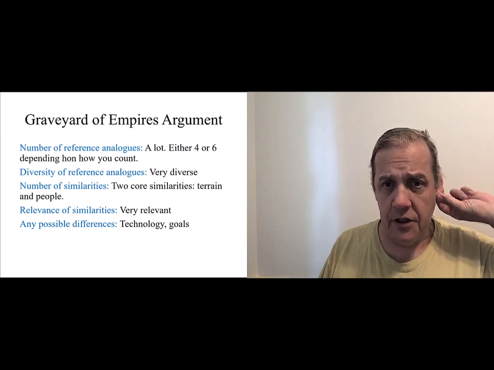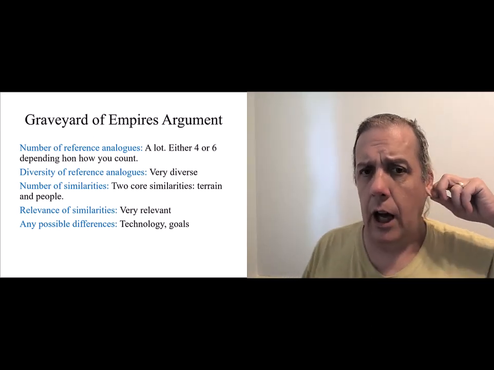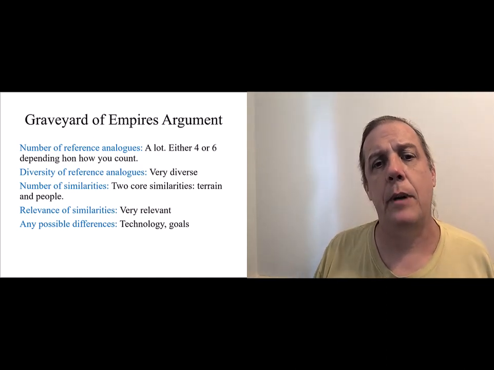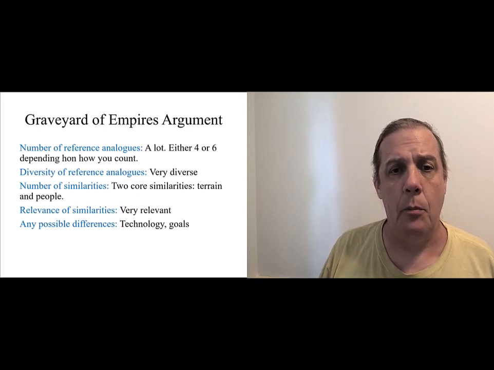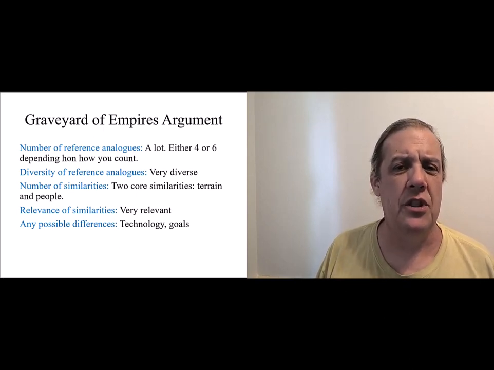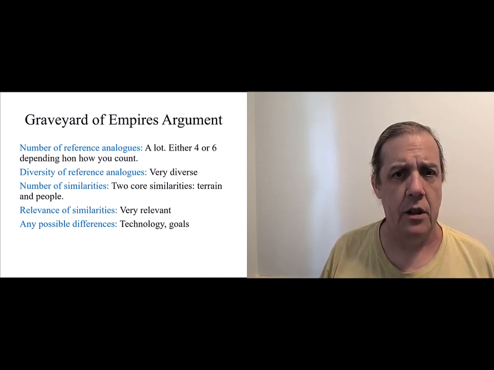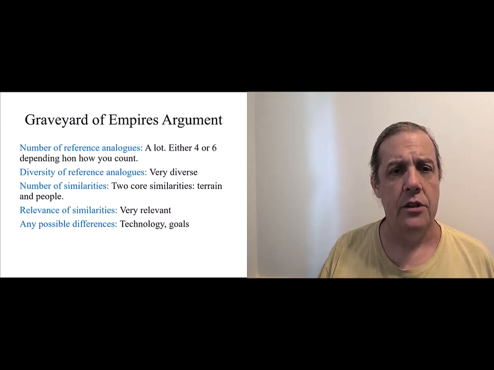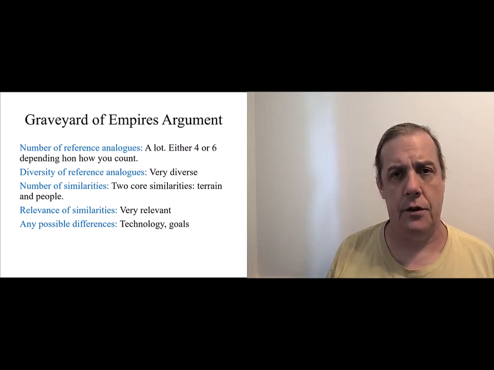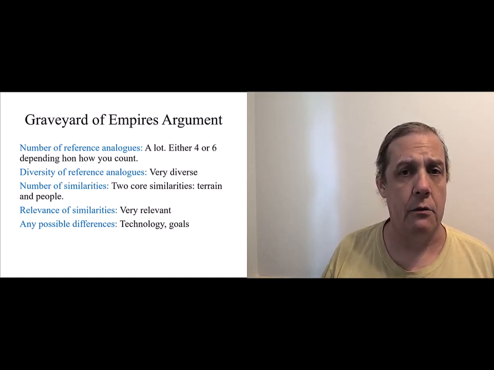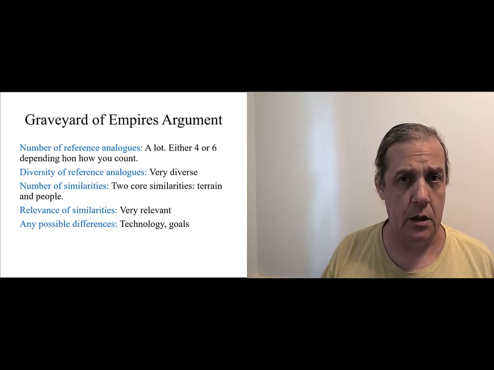So the number of reference analogs. Basically, there are a lot. There are either 4 or 6, depending on whether you count the British as 1 effort or 3. You could also say that the earlier efforts, the really ancient ones, are too distant. We'll get to that in a second. So there's the diversity and then the number of similarities. Our set of analogs becomes really diverse if we go ahead and include the experience of the armies of Alexander the Great and Genghis Khan in Afghanistan.